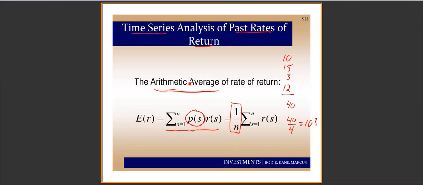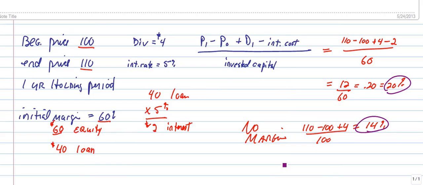It's an arithmetic average. Let me show you the problem with an arithmetic average. Returns don't grow arithmetically. Okay? Year 1, year 2, year 3. Here are 2 different assets.